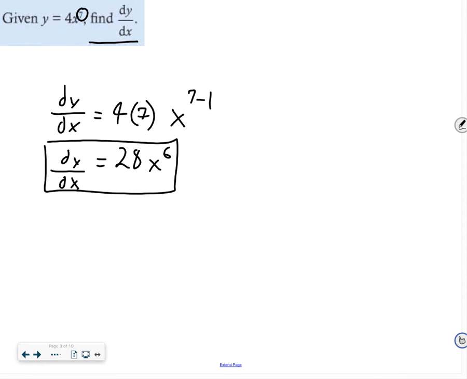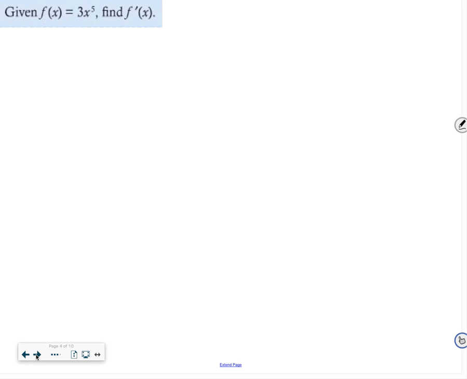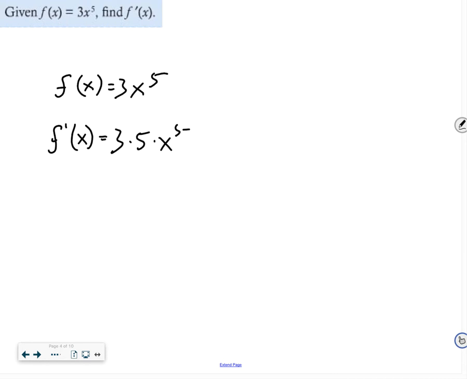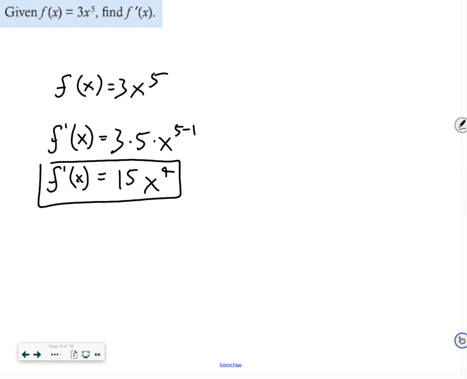Okay, let's look at another example here. So here, if my function f of x is equal to 3x to the 5th, f prime of x, my gradient function, is 3 times 5 times x, and 5 minus 1. 3 times 5 is 15. We get x to the 4th. This is my f prime of x gradient function.